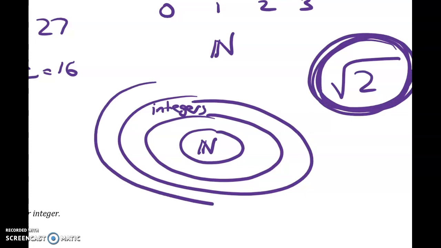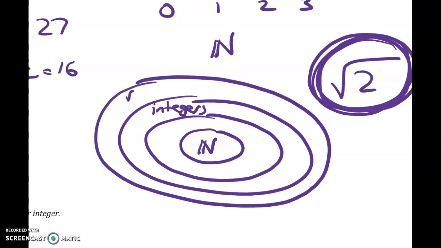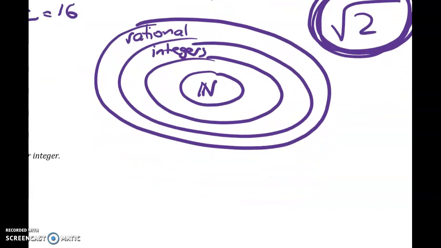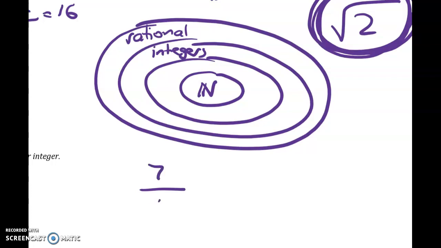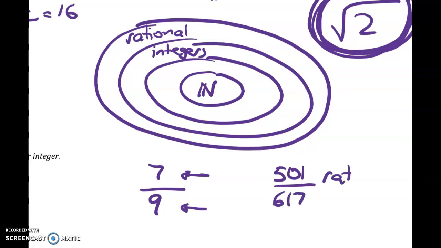So it's more complicated than an integer, but there's a group of numbers that are in between how weird these ones are, and they are called the rational numbers, right? So the rational numbers are any numbers where we can write them as a fraction with an integer in the numerator and an integer in the denominator, right? For example, 501 divided by 617 is a rational number.